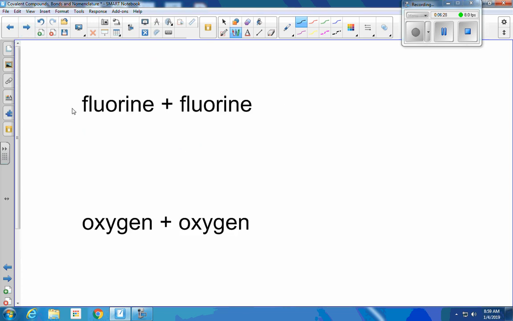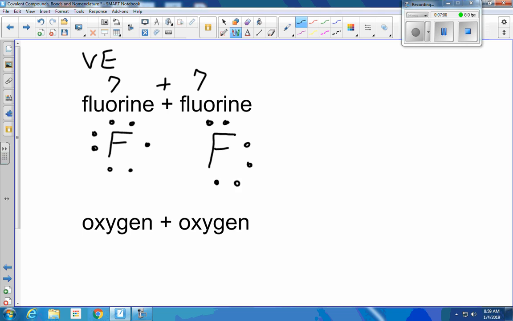Here we have fluorine. How many valence electrons does fluorine have? Okay, 7. So this one has 7, and this one has 7. All right, let's take a look at this. Now for fluorine, I'm going to draw it like this. I'm going to show my 7 valence electrons, and I'm going to put the single one on the right. That kind of makes things line up a little better. And for this one, I'm going to show my valence electrons, and I'm going to put the single one here.